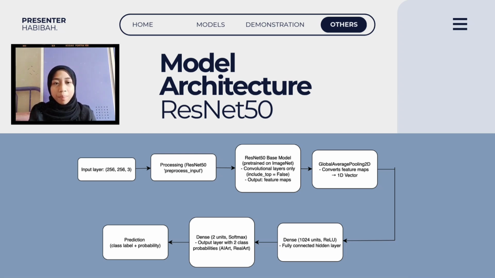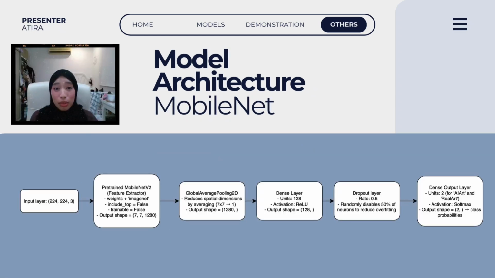The model was compiled with an Adam optimizer and categorical cross entropy loss, then trained for up to 90 epochs using train and validation sets. A debug callback was added to monitor progress, and finally the model predicts the image class with its probability, either AiArt or RealArt.